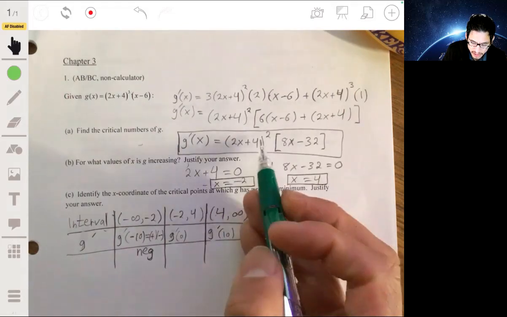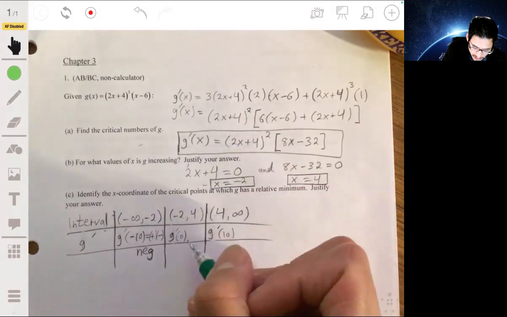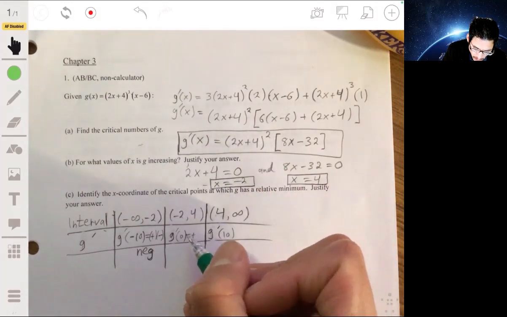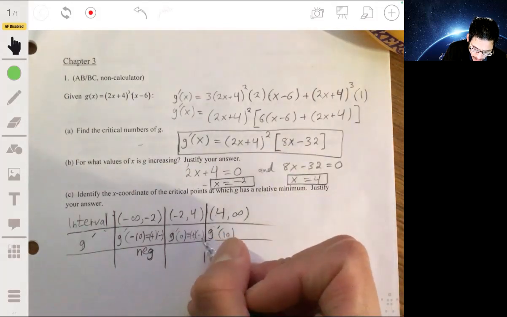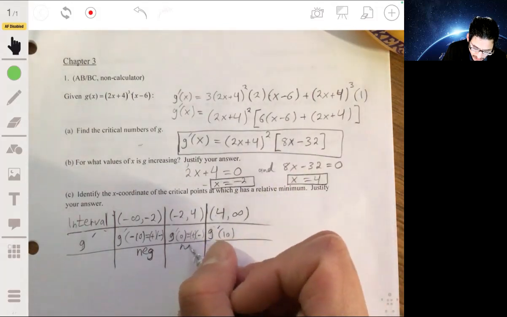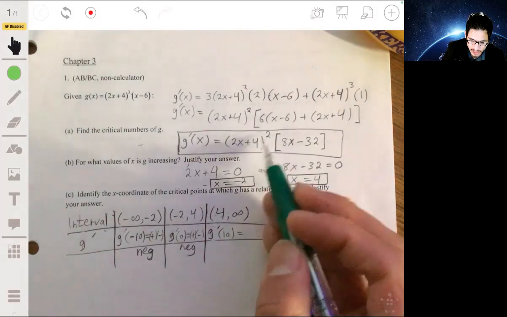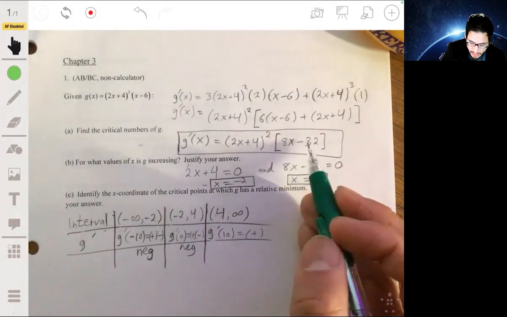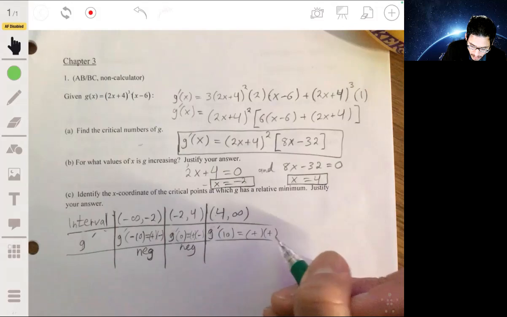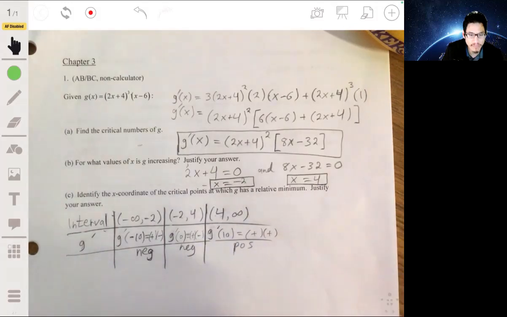If I plug 0 into here, again, any number squared, so 4 squared, is going to be positive. And in the other factor I'll have a negative. A positive number times a negative, so I'm going to have a negative number here as well. And now if I plug 10 into here, remember, any number squared, positive. 80 minus 32 will be positive. So here I'm going to have a positive derivative.